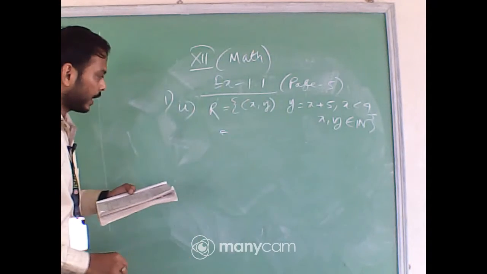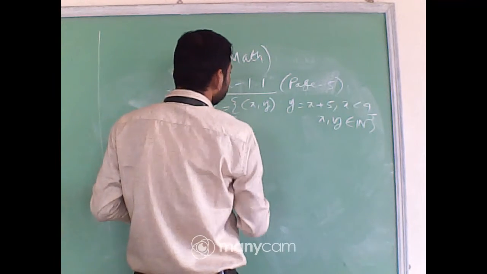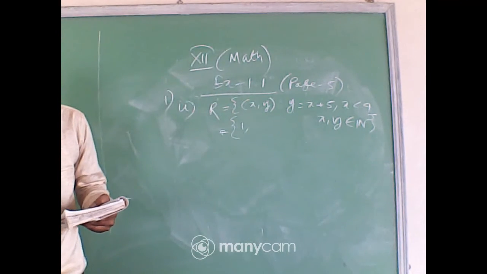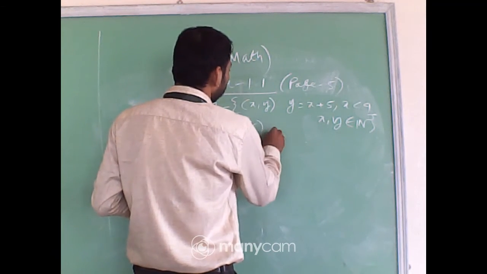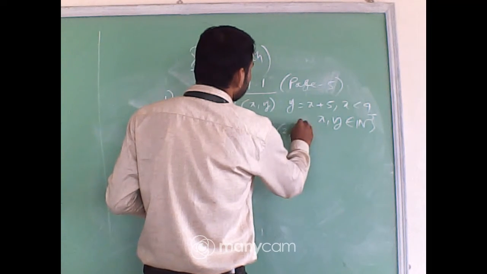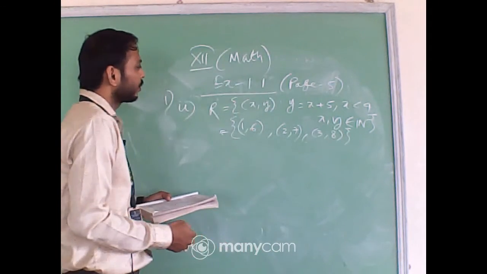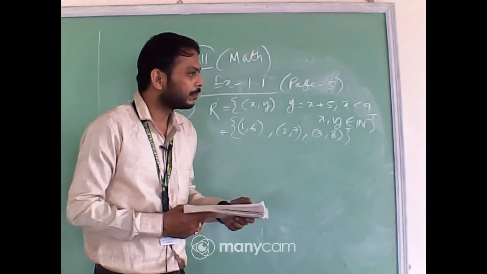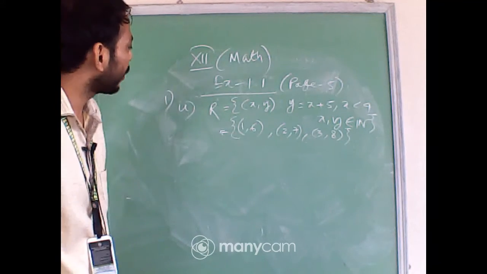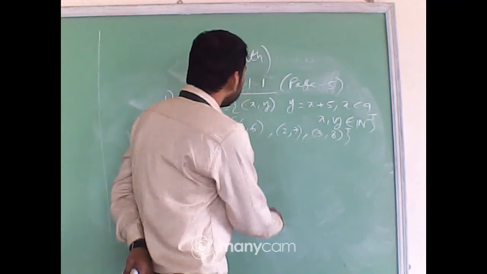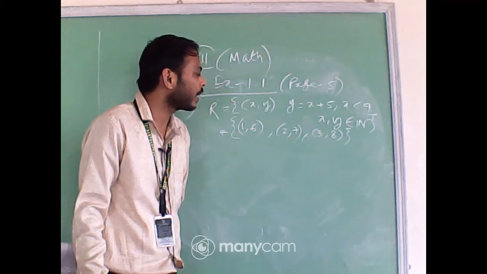Now tell me explicitly, if we take x equals 1, then y equals 6; x equals 2, y equals 7; x equals 3, y equals 8. x is less than 4, so you can't exceed 4. So the values of x we may take are 1, 2, 3, and correspondingly the values of y are 6, 7, 8. So the pairs contained in R are 1, 6, 2, 7 and 3, 8.